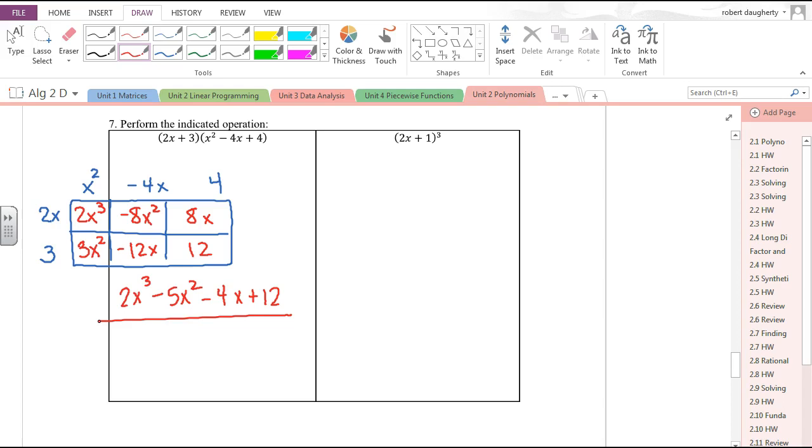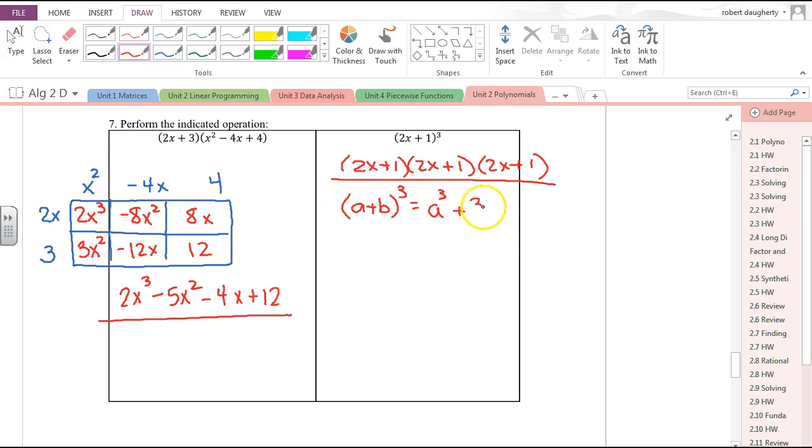The next one, 2x plus 1 cubed. So 2 choices here. I can do 2x plus 1 times 2x plus 1 times 2x plus 1. Do all of that, or I can use the fact that a plus b cubed is a cubed plus 3a squared b plus 3ab squared plus b cubed. You can do it whichever way you want. I'm going to choose the latter of those.